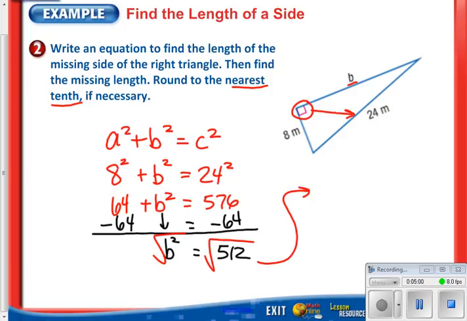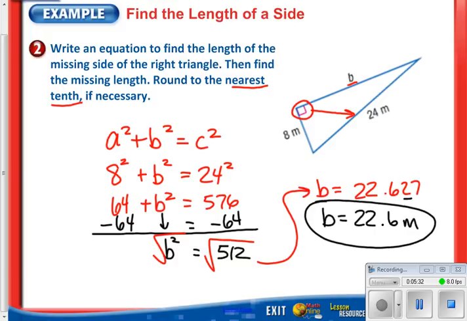When I square root both sides, I find out b equals, now when you put this into your calculator, the square root of 512, I get approximately 22.627. Now remember, our instruction says round to the nearest tenth, so I'd say b equals 22.6. You look at the 2 here, it doesn't round up, therefore it stays a 6, and we would have meters.